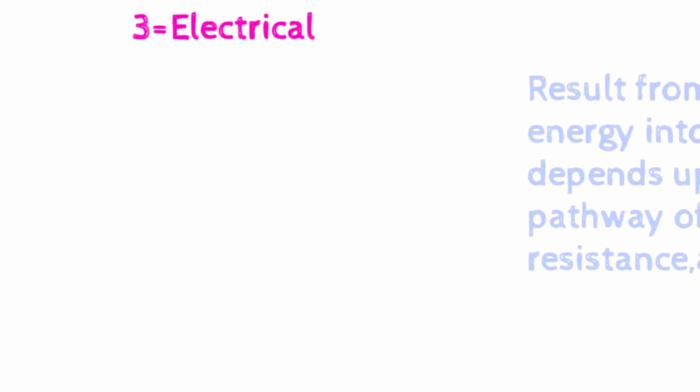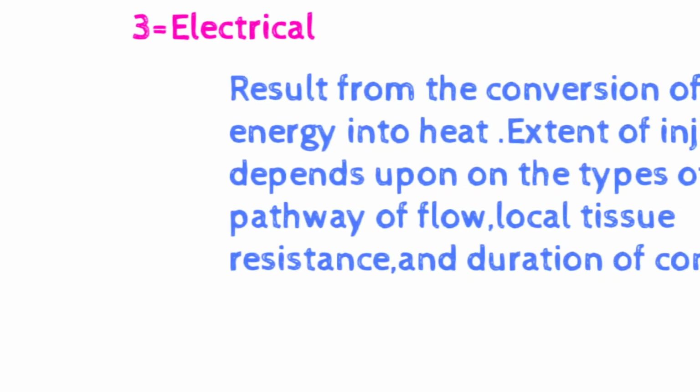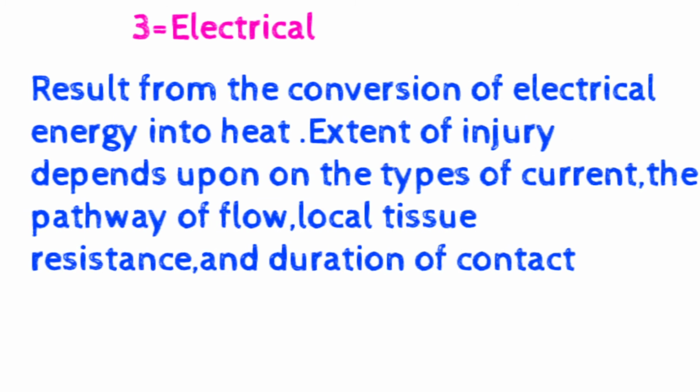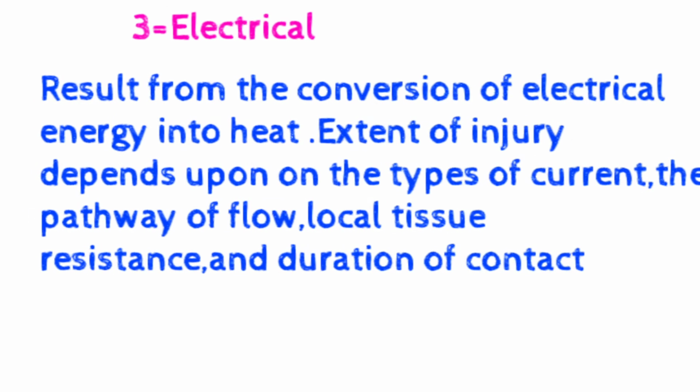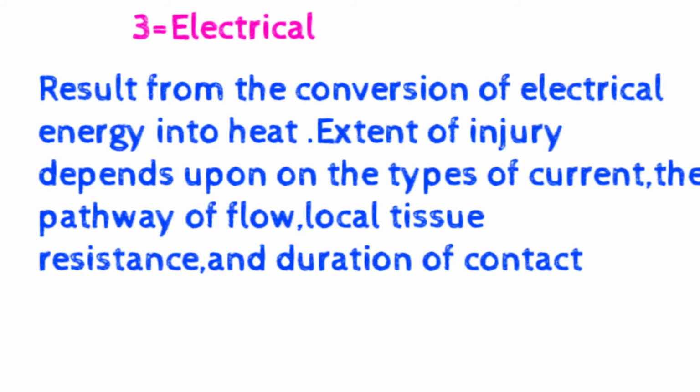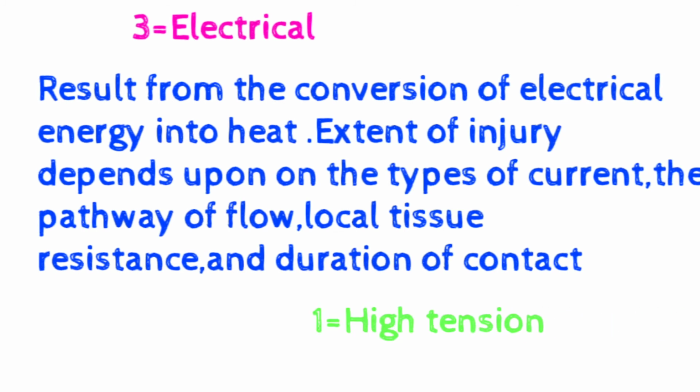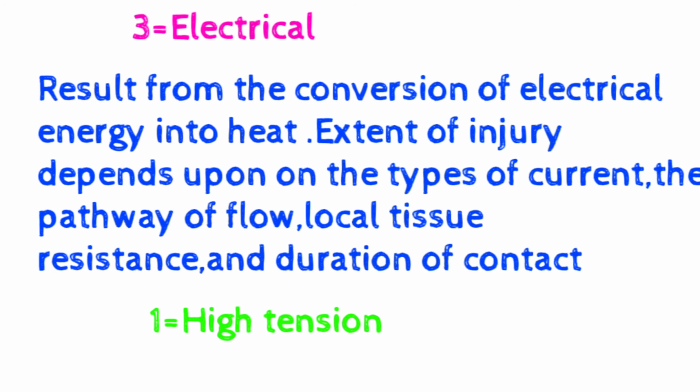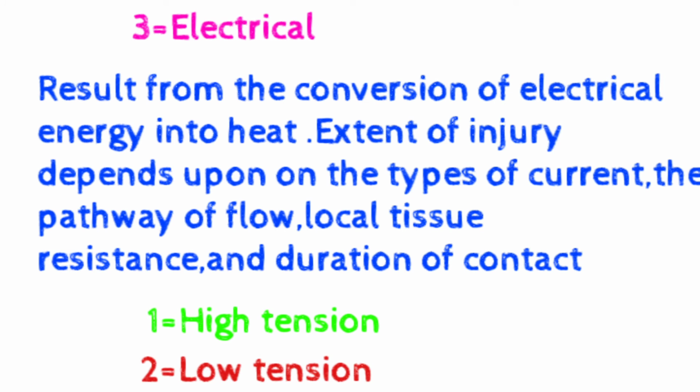Now come to the third type, electrical burn. What is electrical burn? Electrical burn results from the conversion of electrical energy into heat. The extent of injury depends upon the type of current, the pathway of flow, local tissue resistance and duration of contact. Electrical burns are divided into high tension and low tension on the basis of type of current. High tension and low tension, these are the subtypes.